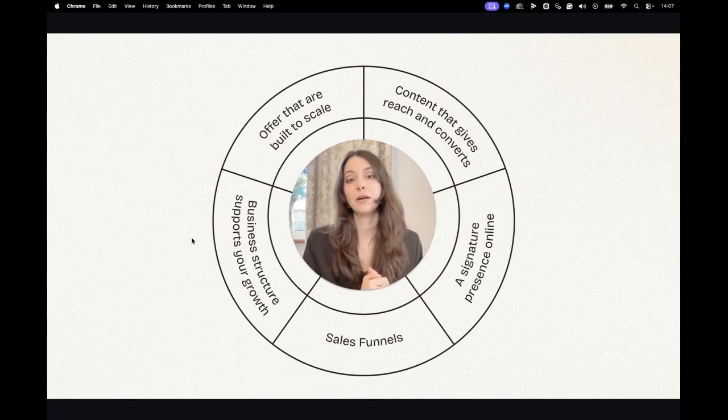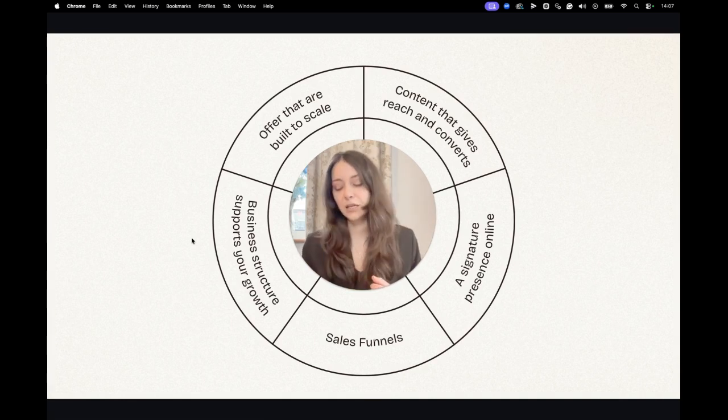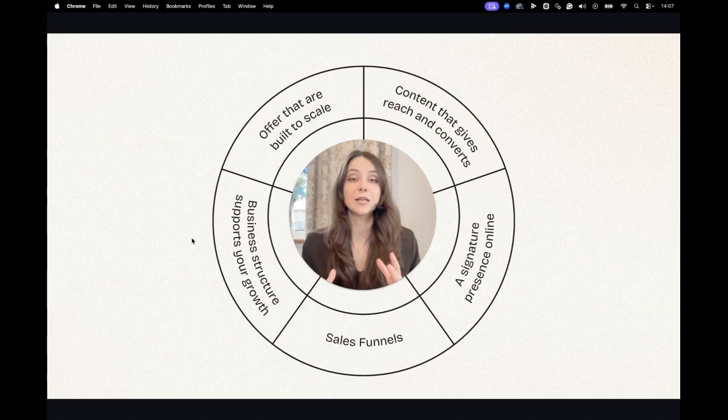And then offers that are built to scale. Are your offers scalable today, or are you just relying on selling $27 courses, $97 courses? These courses are great, but I want you to have a much bigger picture, something you are truly known for. And if you don't, I want you to start thinking about those things. All of these things are included inside Beyond Content. This is the methodology inside Beyond Content. But for today, your first step is to learn content that gives reach and converts and a signature online presence. This is how you're going to get started. So trust me, trust the process, and let's start getting you some really good results.